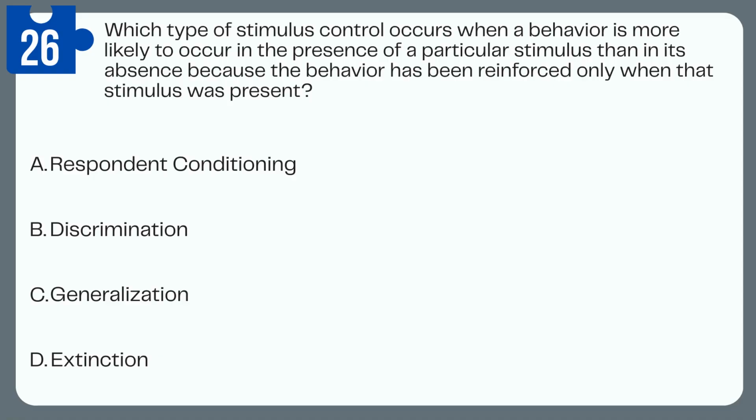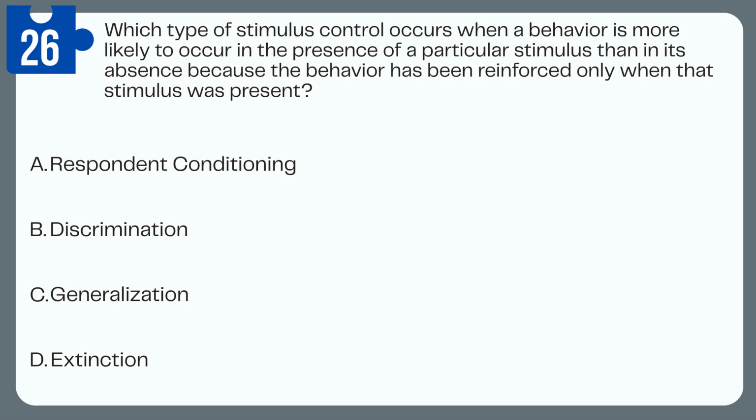Question 26. Which type of stimulus control occurs when a behavior is more likely to occur in the presence of a particular stimulus than in its absence, because the behavior has been reinforced only when that stimulus was present? A. Respondent conditioning. B. Discrimination. C. Generalization. D. Extinction.